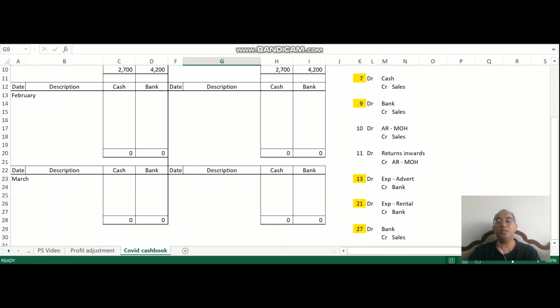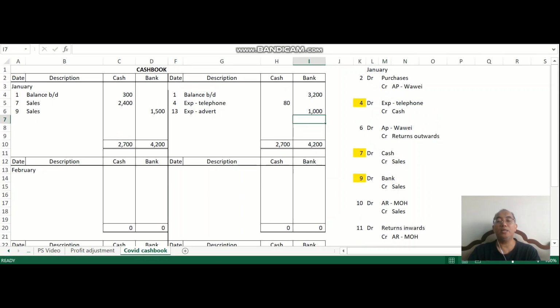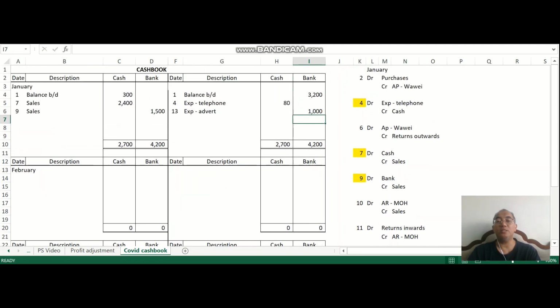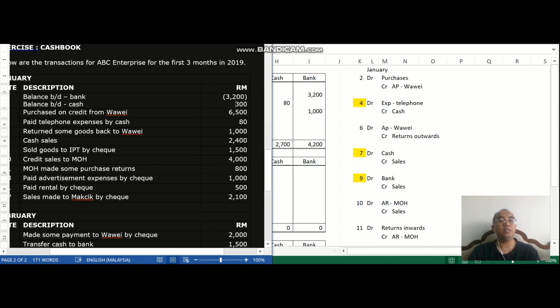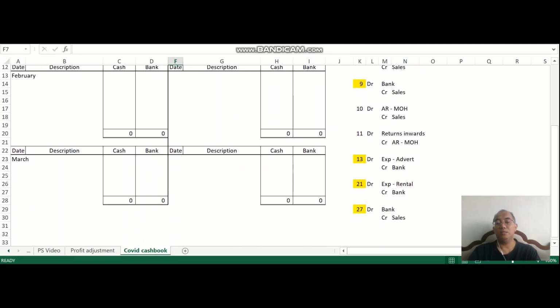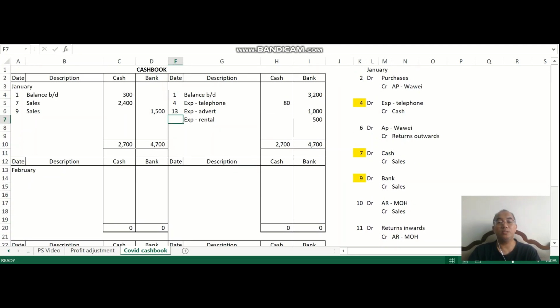Now after the 13th, on the 21st of January, again we have bank at the credit side. What about it? It is rental, just now. How much is rental? Rental is 500. So 500. And here is expenses, rental. What is the date? On the 21st.